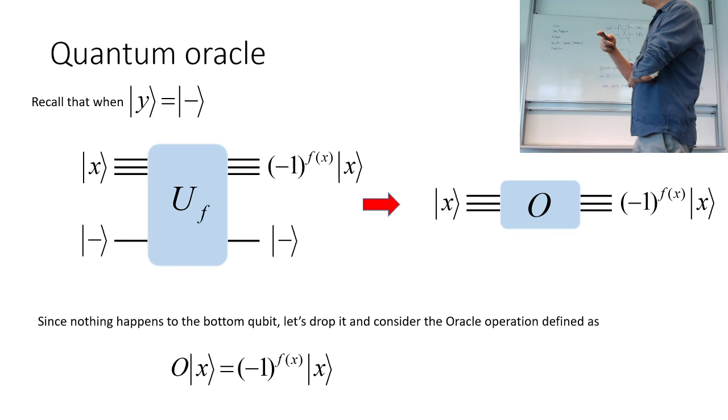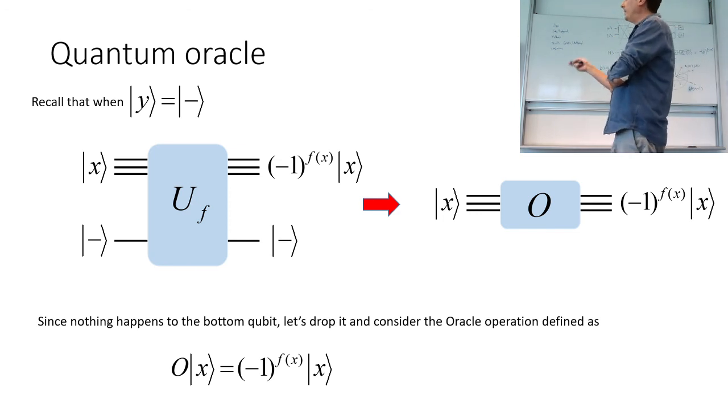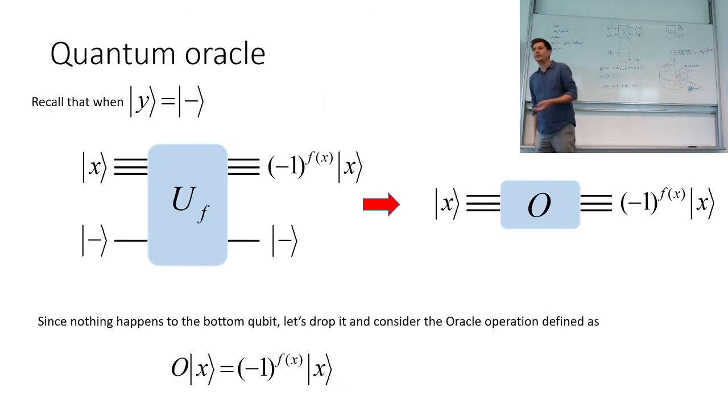But in Deutsch's algorithm, there was exactly the same argument, where if we have this particular input here, then effectively what that ended up doing was to add a minus sign to the states where f of x was 1. So ultimately, this is the form of the oracle that we're going to use. But I think we'll leave it there, because that's a good place to stop.